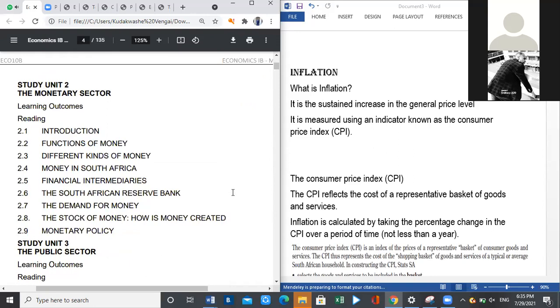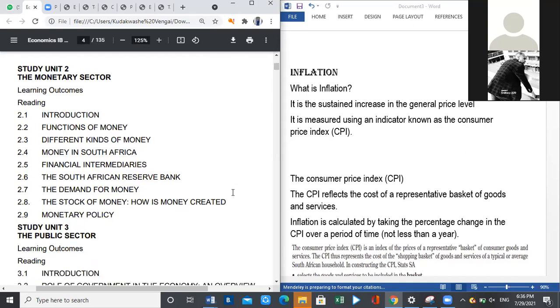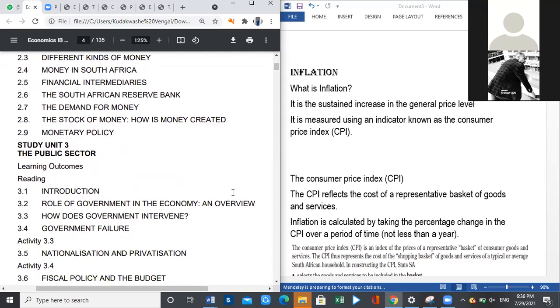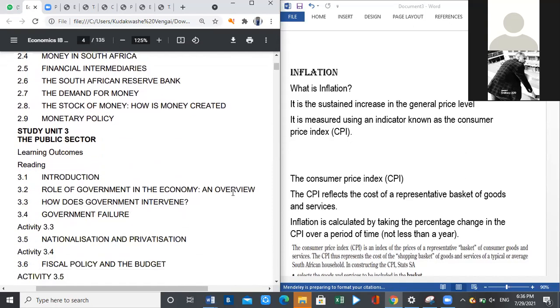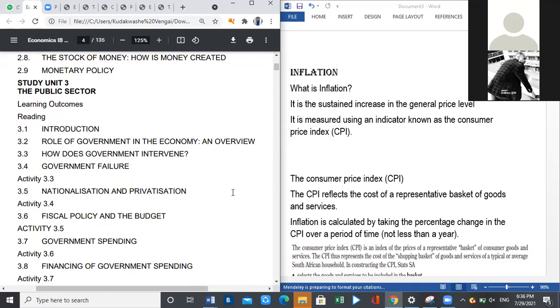Then the second unit requires us to look at the monetary sector, whereby we're now looking at the monetary side of the economy, and especially focusing on the economy of South Africa, and looking from the definitions of money, at how money is made, the South African Reserve Bank, and the monetary policy that is initiated in terms of how money is going to be handled in South Africa.